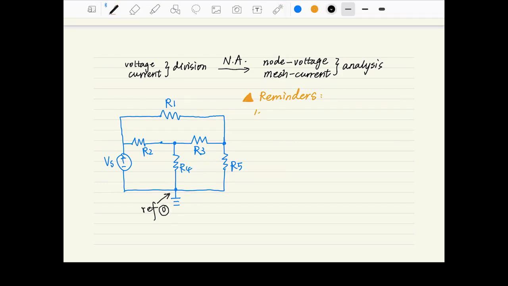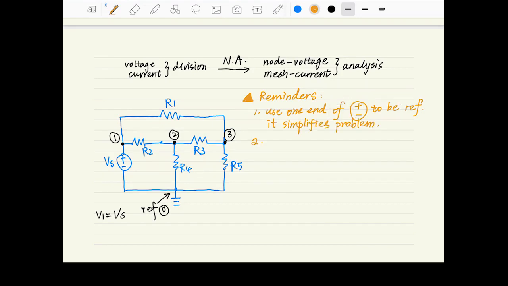There is something I want to remind you. The first thing is that any node can be a reference node. But usually we just set one end of a voltage source to be the reference node. For example, in this figure, we set the negative end of the voltage source to be the reference node. We can call it node 0 for convenience. We chose this node instead of other nodes because this will help simplify our problems.